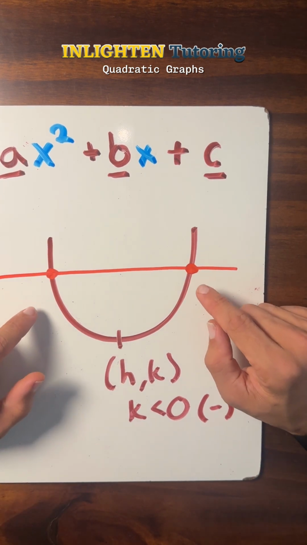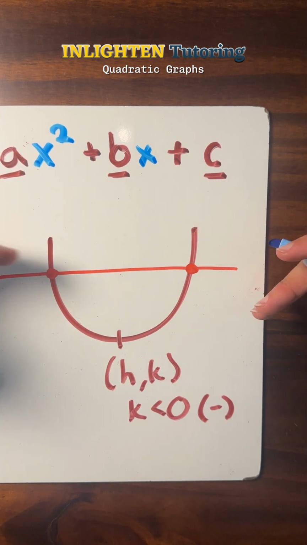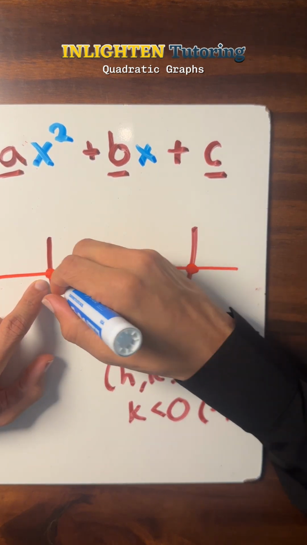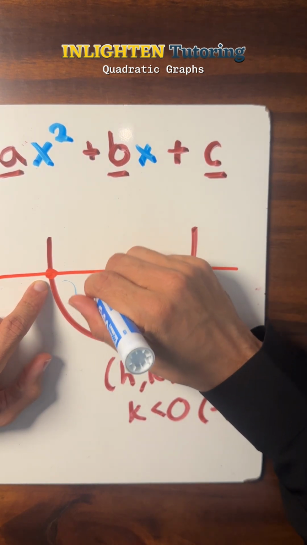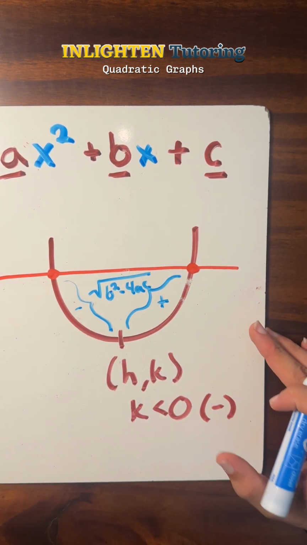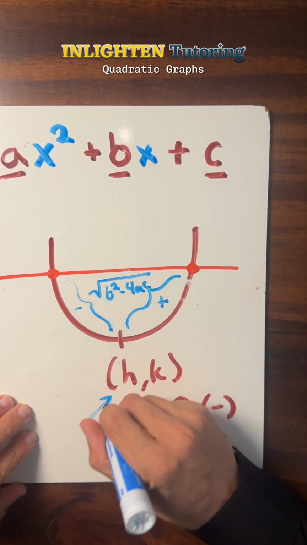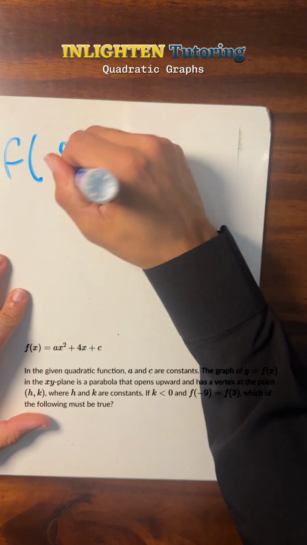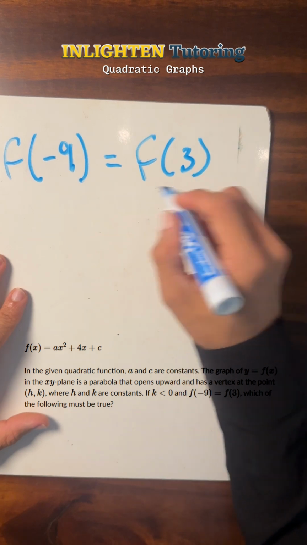Now, in any parabola, the distance between any 2 points that this bisecting line is going to cut across, pretty much like these 2 points right here, the vertex is going to be equidistant from these 2 points. Specifically, it's going to be the square root of b squared minus 4ac. So we are told that f of -9 equals f of 3. That's going to give us information about the x value of the vertex. If f of -9 is equal to f of 3, then the vertex is at the midpoint between these two.